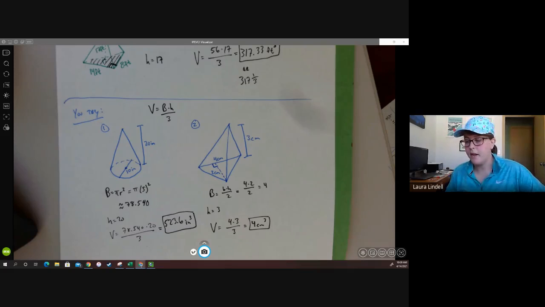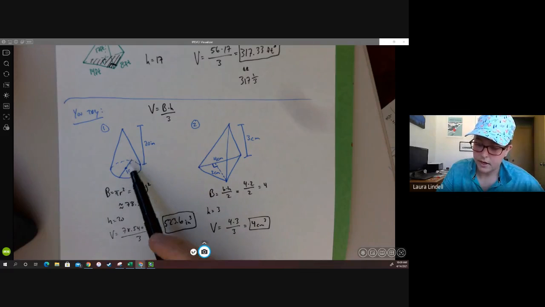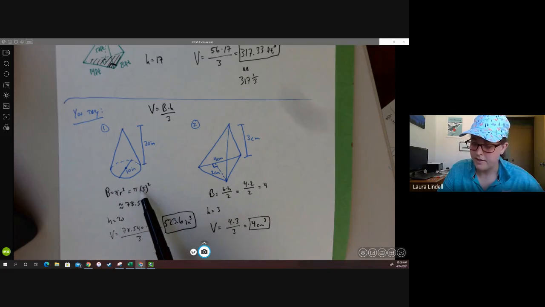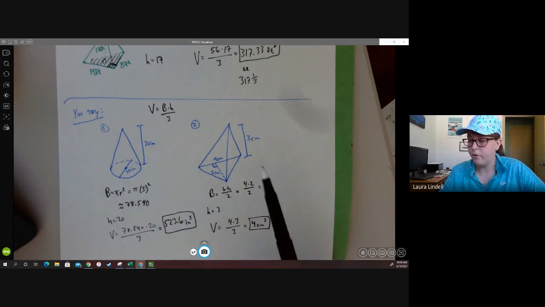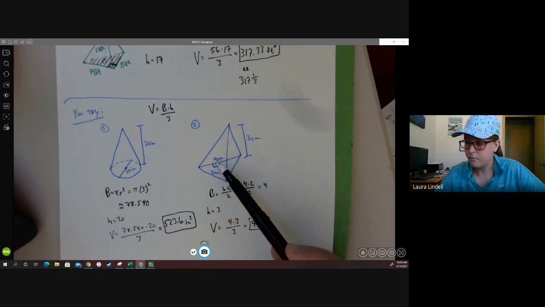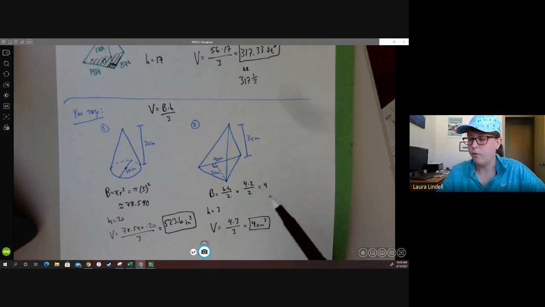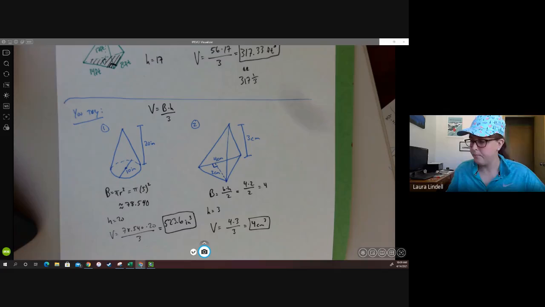If you got something else on either of these two, look and see if you can find the spot where things went wrong. Did we forget that this is a diameter maybe and put 10 as the radius by mistake? Over here, did we put down an incorrect height or base anywhere? Did we forget to divide by 2? Anything like that might have contributed. But if you got it right, awesome.